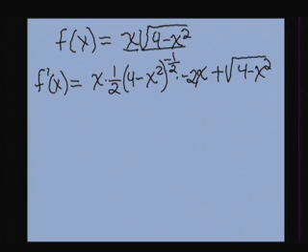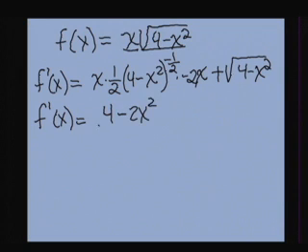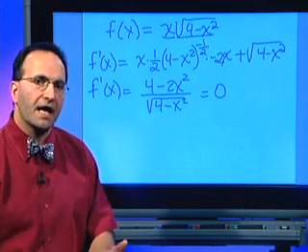Let's simplify this a little bit. And actually, when we simplify it as far as possible, it's going to be equal to 4 minus 2x squared all over the square root of 4 minus x squared. We are interested in when does that equal 0, if it does at all.